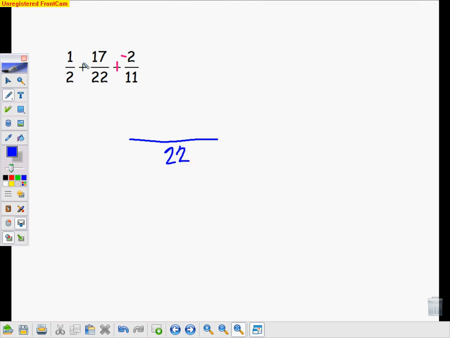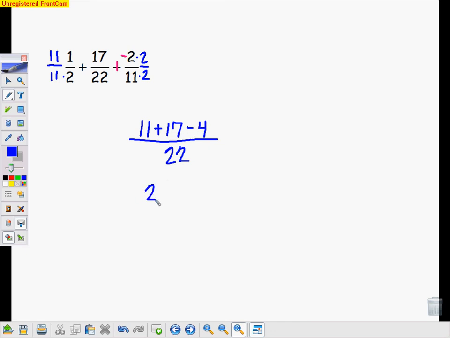So if my common denominator is going to be 22, what do I need to multiply this first fraction by? 11/11. Second fraction, I don't have to multiply by anything. It already has the 22. And the last fraction, I need to multiply by 2/2. Again, changing the value, no. Changing the look, yes. All right, so that's going to give us an 11, 17, and then minus 4. See how moving that negative up helps us a little? Go ahead and add these together.